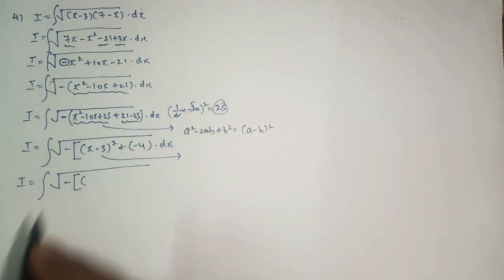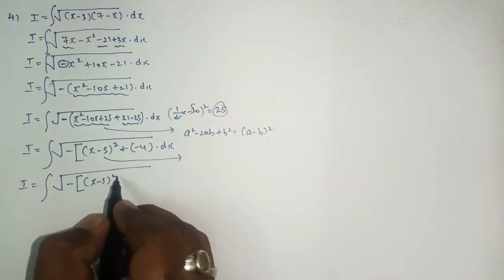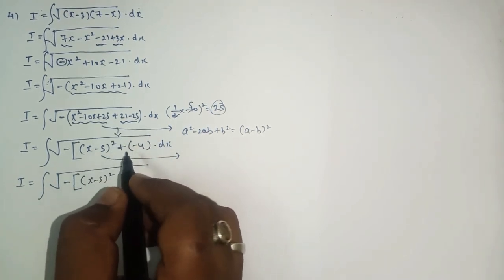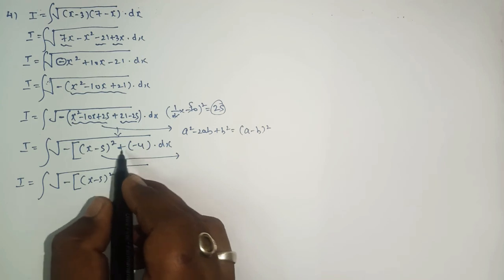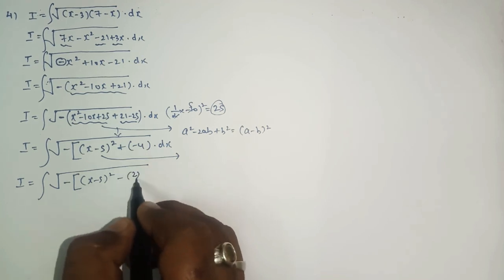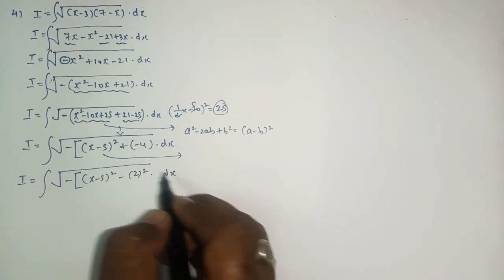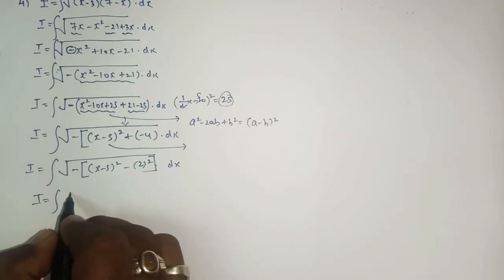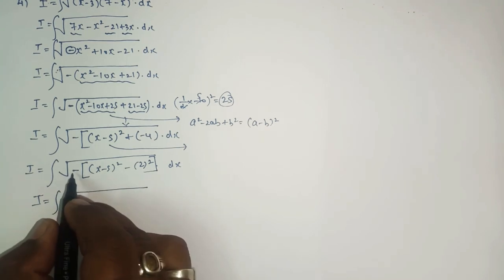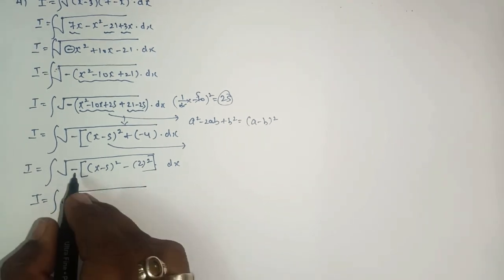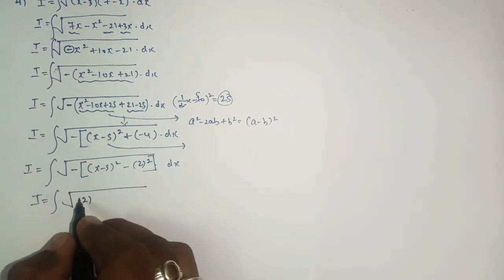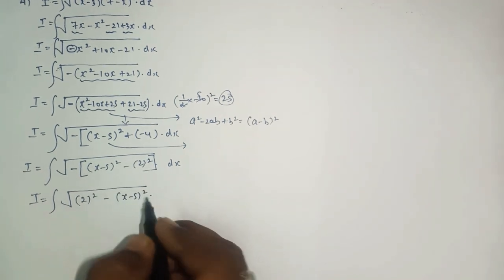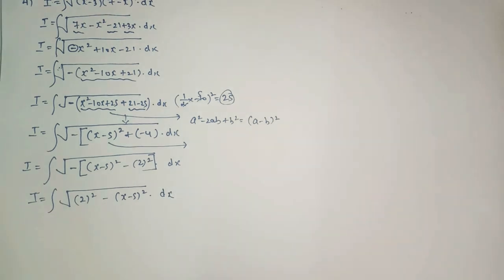So minus x minus 5 the whole square, and here in this step itself you can directly write minus 4. So plus minus, it is minus, and 4 we can write as 2 the whole square into dx. Now we can bring this minus inside. So here minus minus will be plus. So first we'll write 2 square, and this part will be x minus 5 the whole square into dx.